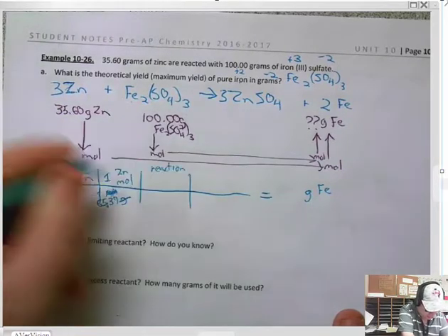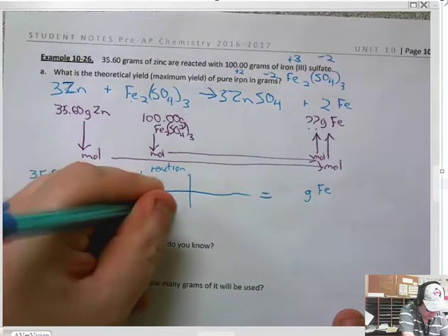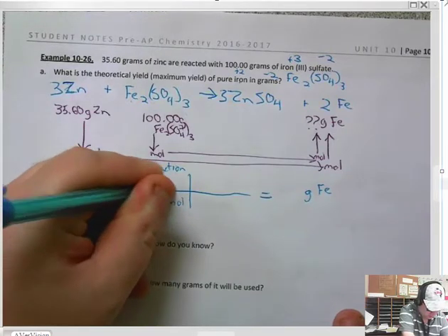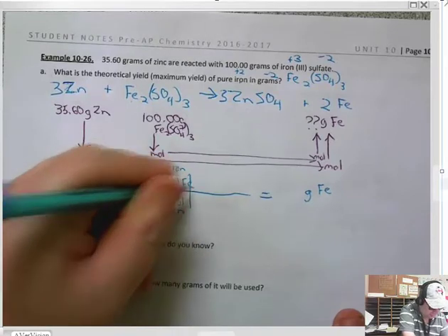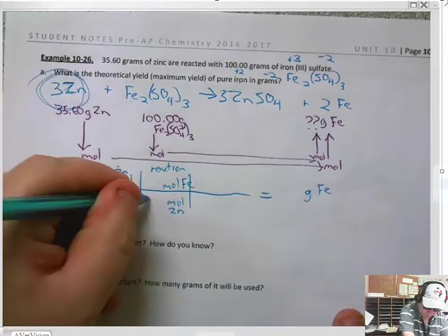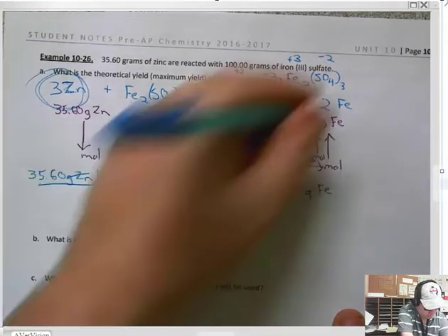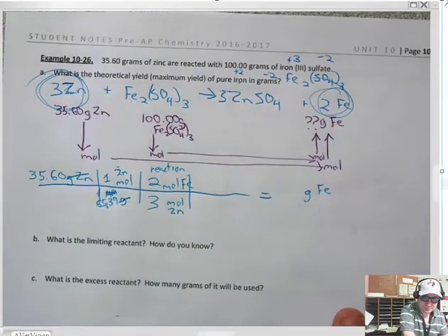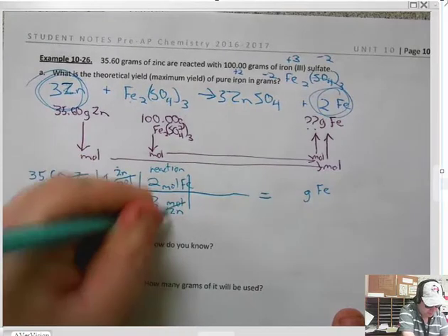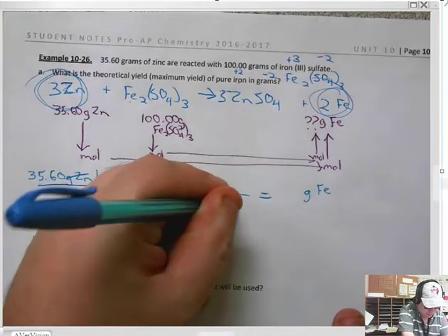So this is the mole-mole ratio. Moles on the top, moles on the bottom. What are you going to convert to? Moles. This is moles of zinc, this is moles of iron. 3 for zinc, 2 for iron. Okay. Swish, swish. Moles on the top, moles on the bottom.